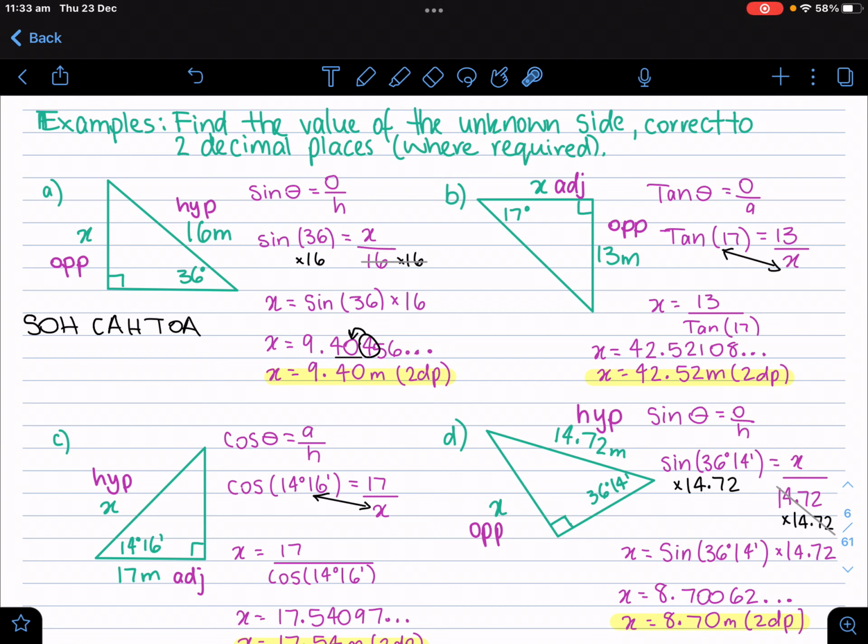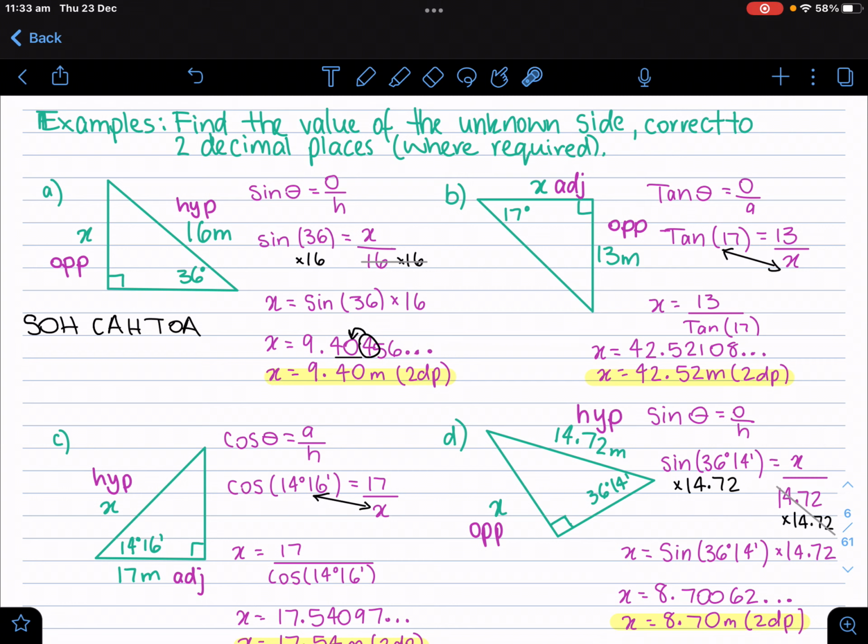Step number 3, substitute into the equation the values that you know. So I know the angle is 17, so I sub that into there. And opposite, which is the first one, is 13. That goes up the top. And adjacent is x, so x goes down the bottom.